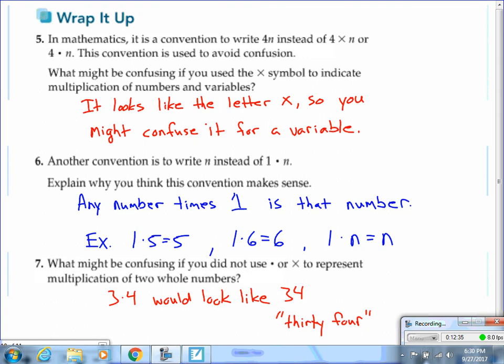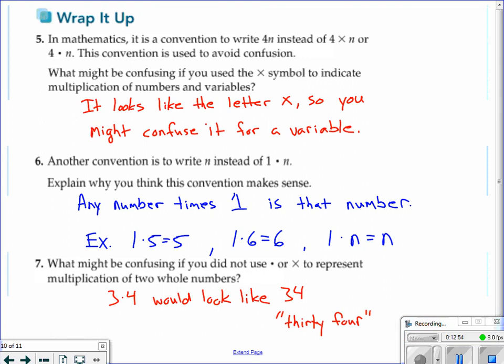Number 6, another convention is to write n instead of 1 times n. So why do you think this makes sense? Well, again, any number times 1 is that number. So for example, if we take 1 times 5, that's just going to be 5. If we take 1 times 6, well, that's just going to be 6. So 1 times n is just going to equal n. Again, it doesn't matter what number n is, it's just going to equal it when you multiply it by 1.